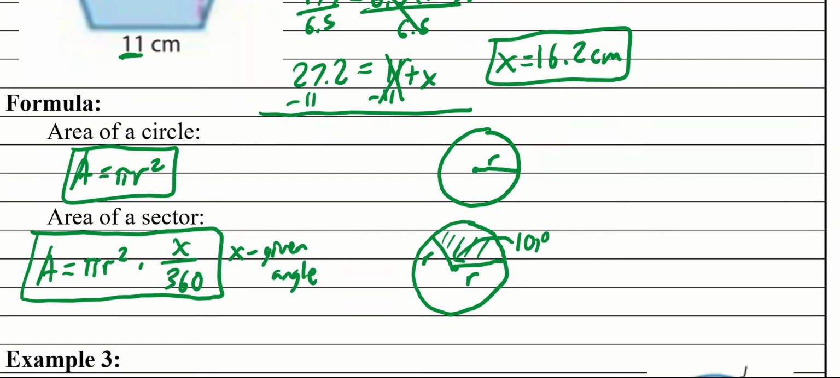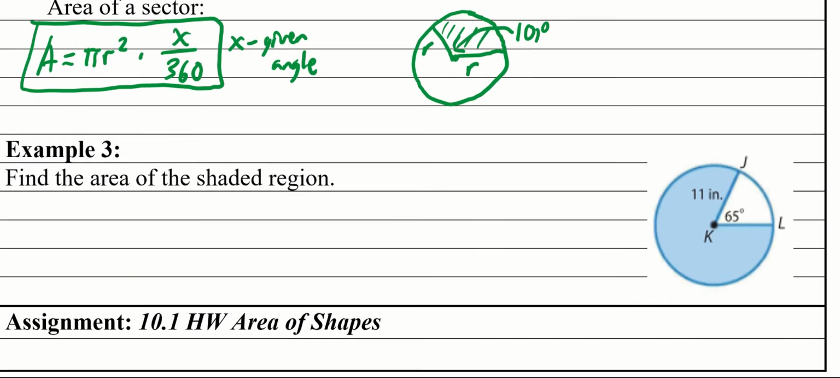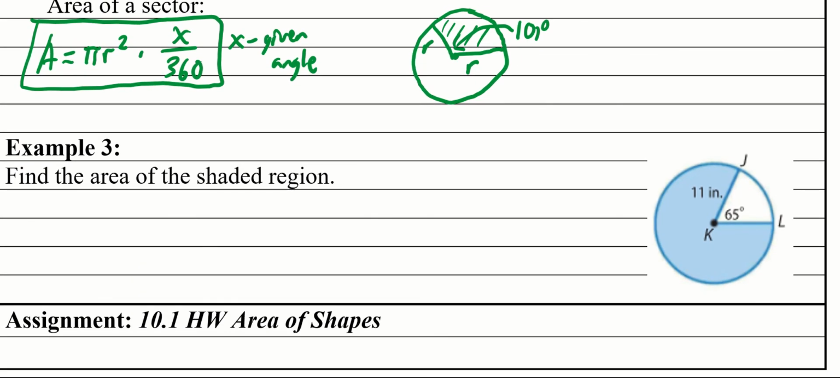Okay, but let's try to practice that a little bit and see what I'm talking about here. All right, so last one here, example 3, we want to find the area of the shaded region. Again, if you need to, feel free to pause your video and sketch that circle. In this case, I need to find the area of the shaded region, and it's actually the larger piece. I'm only given the angle for the unshaded region. So there are multiple ways to find the area of this.